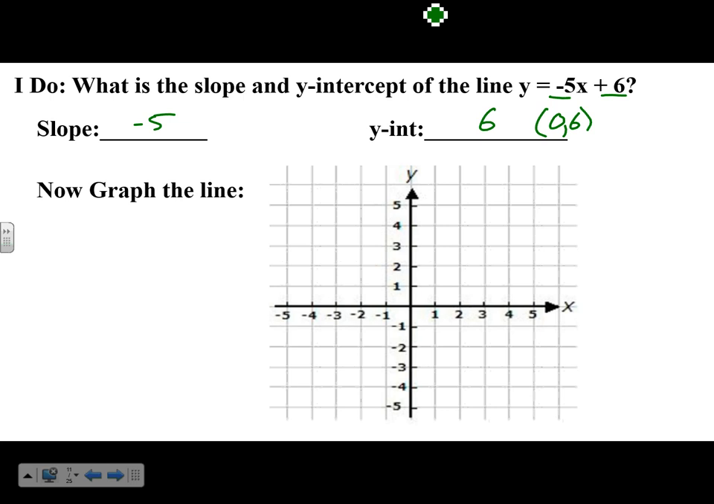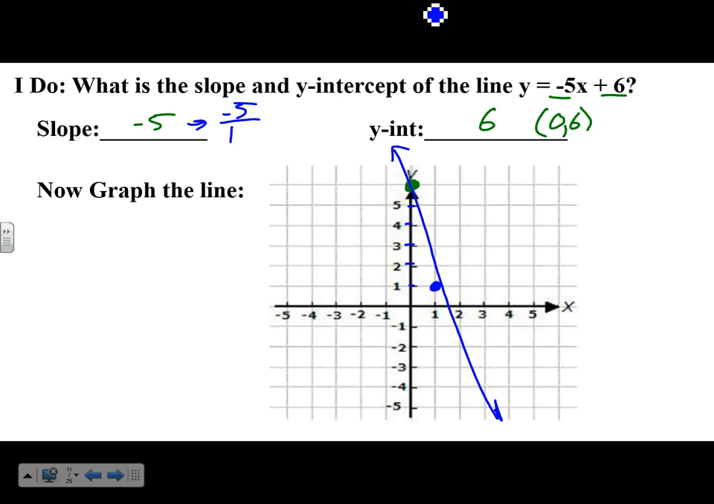So the way you're going to graph these is you first graph the y-intercept. The y-intercept right here was 6. And then from here you do your slope. And remember, your slope is a rise over run. Remember, if you don't have a denominator, it's just 1, that means we go down, since it's negative, 1, 2, 3, 4, 5, and over to the right 1. Once you have your 2 points, we connect them to make our line.